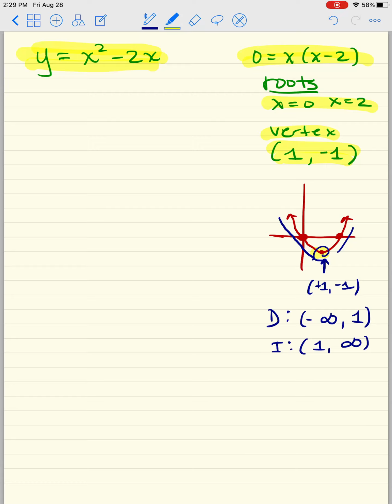Now, when we have a shape that looks like a U, we say that the function is concave up. This function is concave up on the entire interval from negative infinity to positive infinity because it's not upside down. If it was upside down, then we would say it's concave down. So right now, this is concave up. We're going to use calculus to show this.